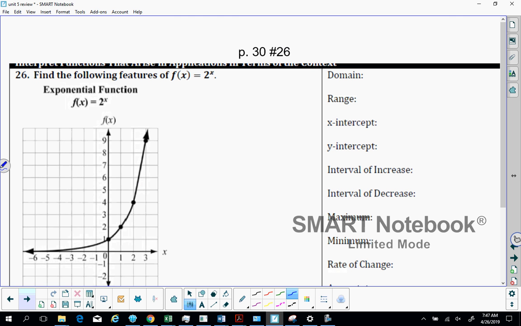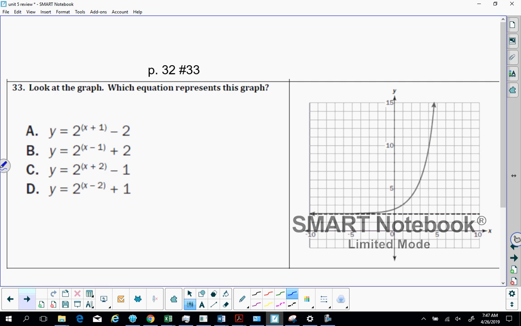Does anyone need to go over these? Y'all know the domain, range, asymptote, all of that? Okay. Which one's this one? So similar to our first lecture. B. How do you get there? The 2 is your asymptote for your end behavior. So we know that's at the end of the equation.